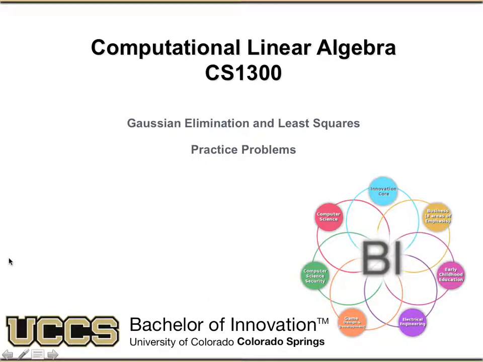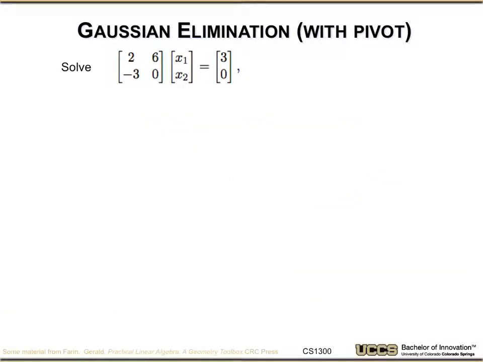Okay, let's look at some Gaussian elimination least squares practice problems. So let's start with a simple one, 2 by 2, actually back from chapter 5. Let's do Gaussian elimination with pivoting. So let's solve this system: 2, 6, minus 3, 0, x1, x2 equals 0, 3. Solve this with pivoting.